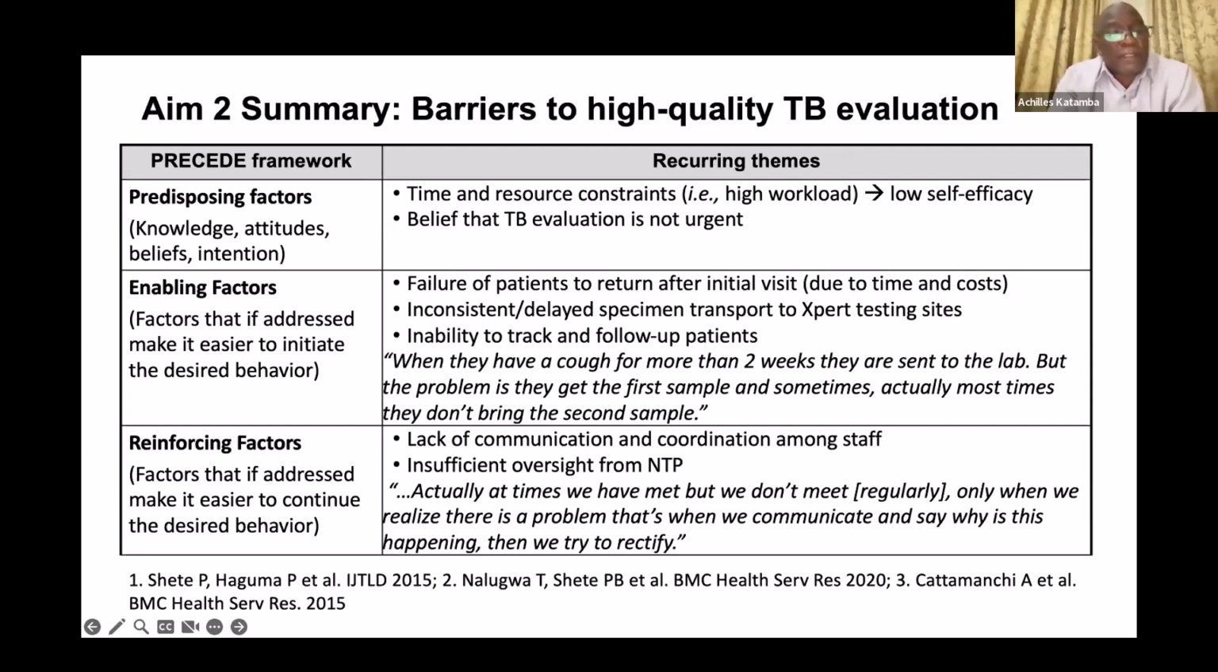Among the reinforcing factors: lack of communication and coordination among staff, and insufficient oversight from the National TB Program. And a quote: actually at times we have met, but we don't meet regularly. Only when we realize there is a problem, that's when we communicate and say, why is this happening? Then we try to rectify it. So this is how we understood the barriers and the recurring themes, and those recurring themes led to the development of our intervention that we wanted to test. Next slide.